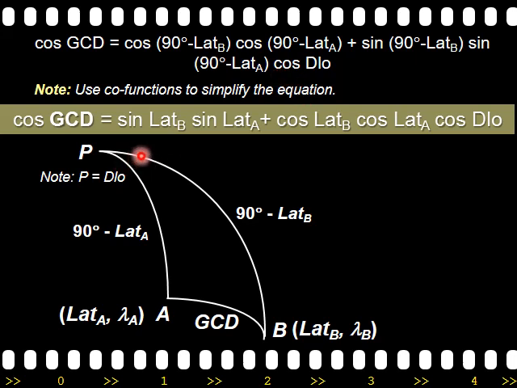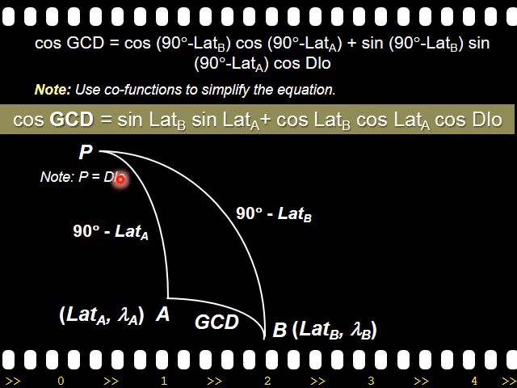Now, note dito, itong value ng angle na to, this is actually equal to the difference in longitude, o yung tinatawag natin na DLo. Ayan. Kaya yung P dito, yung value ng angle P, that is equivalent to the difference in longitude. Ano yung difference in longitude dito? Ito, pag sinubtract nyo yung longitude of A and longitude of B, yun ang DLo.